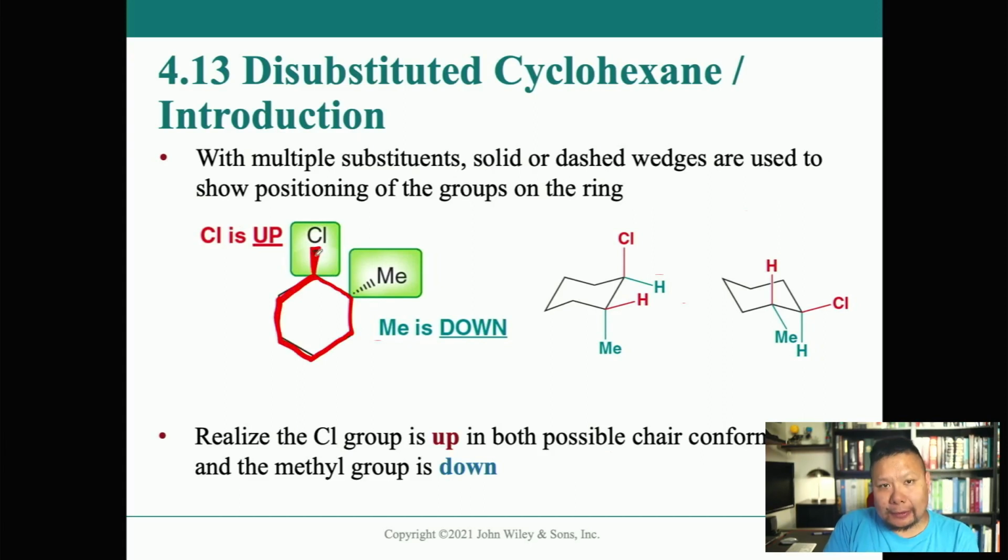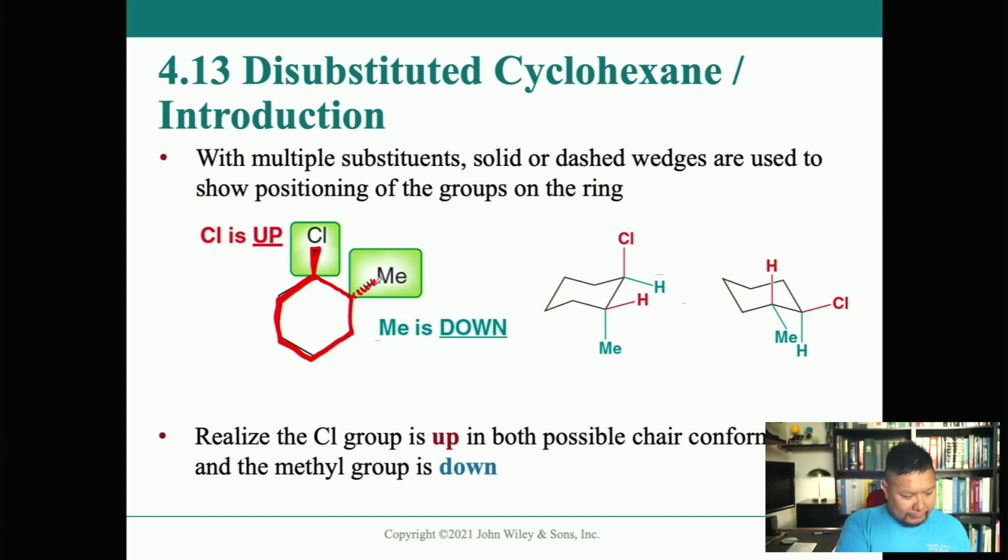And so a solid wedge means that chlorine is coming out at you. It's pointing up when it's laying flat. And then if it's a dashed wedge, like that methyl, it's pointing into the back of the page. Or if it's laying flat, it's going downwards, okay? And I actually thought I had an example of that real quick. Let me just draw this. Let me make it for you quick.